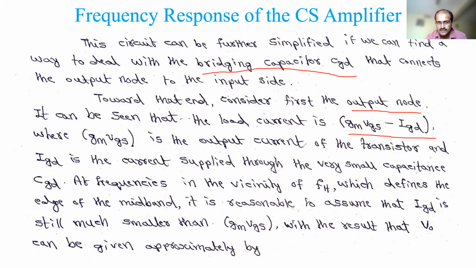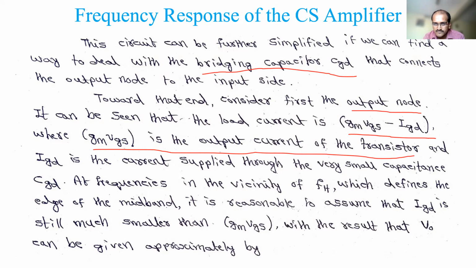Okay, from the KCL, where here gm VGS is the output current of the transistor. So common source amplifier you have seen, no? So that output current is gm VGS, and IGD is the current supplied through this very small capacitance. Earlier we considered the capacitance as open circuit, because of that this current was 0, and we considered only gm VGS in the previous analysis.